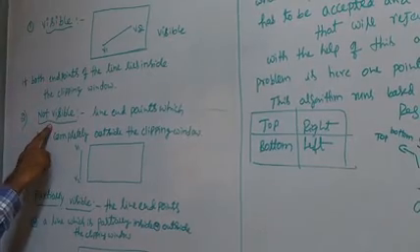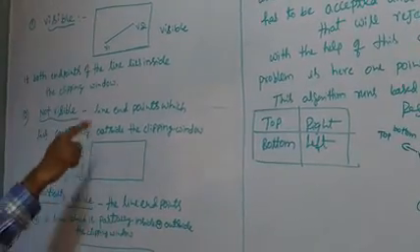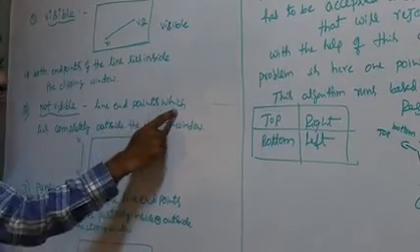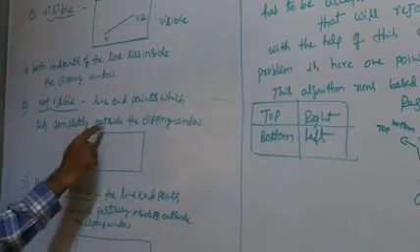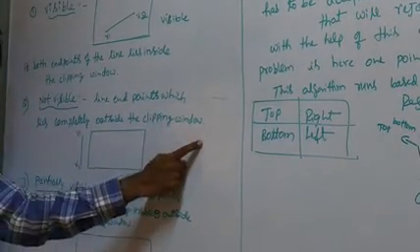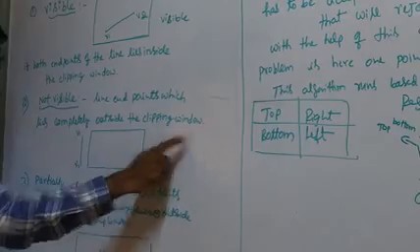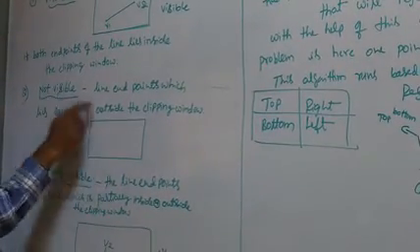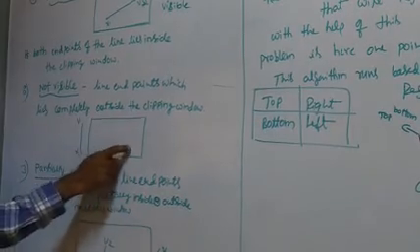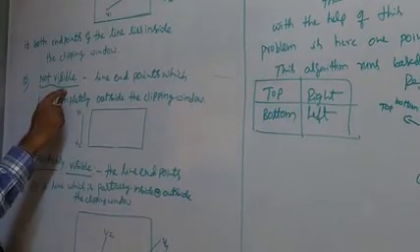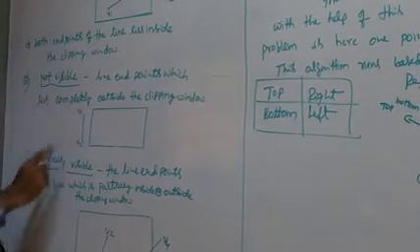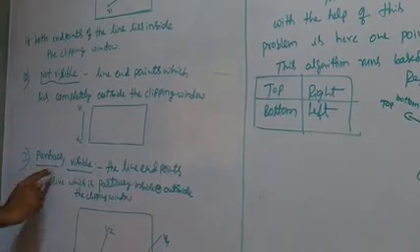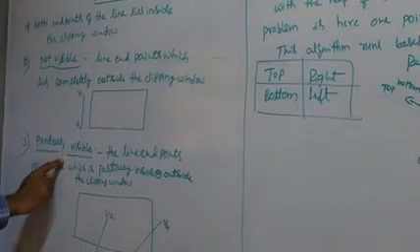The second type is not visible. In a not visible line, the end points lie completely outside the clipping window. Like that, V1, V2 are not visible in the window. This line is called a not visible line.